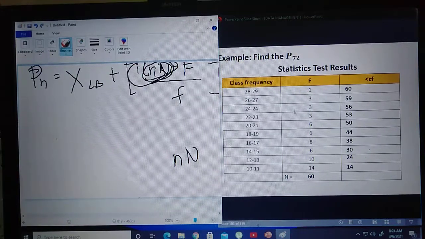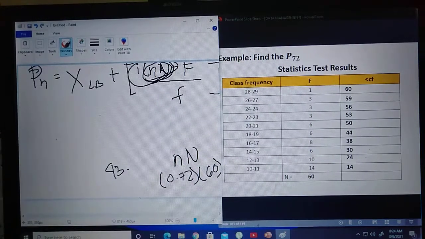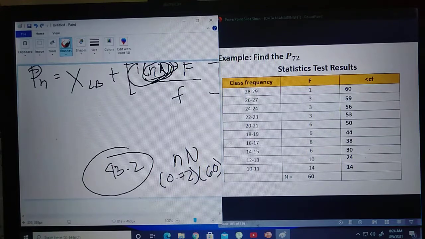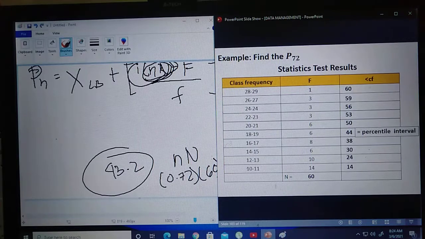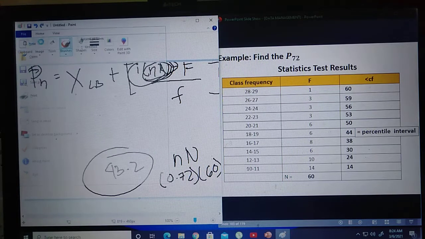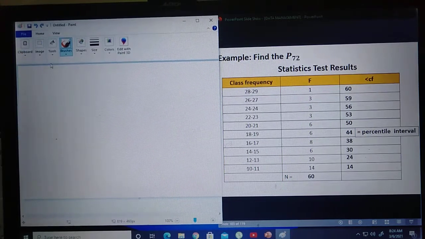Para lang na kung saan tayo mag-focus. Ayan. So, what is that n? P72. So, 0.72 times 60. And 0.72 times 60, we can get a product of 43.2. So, tignan natin sa less than cumulative frequency kung saan dyan mag-fall ang 43.2. At ang 43.2 ay mag-fall sa saan? Sa 44, correct. Ayan, andyan yung 43.2. Now, with that, madali lang natin hanapin yung mga hinahanap pa na iba.